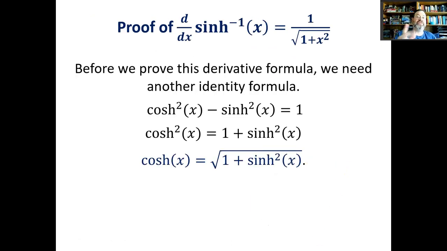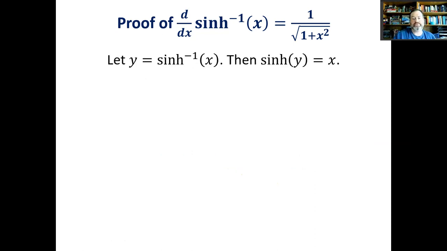And before we prove this formula, we need to prove another identity. So if you have cosh squared minus sinh squared is 1, that's our fundamental hyperbolic identity. Add sinh squared to both sides and take the square root. Again, choose the positive value. It's not plus or minus. These aren't numbers. These are functions. You have to choose plus or minus. So that is our new identity. We're going to use that identity in the proof.